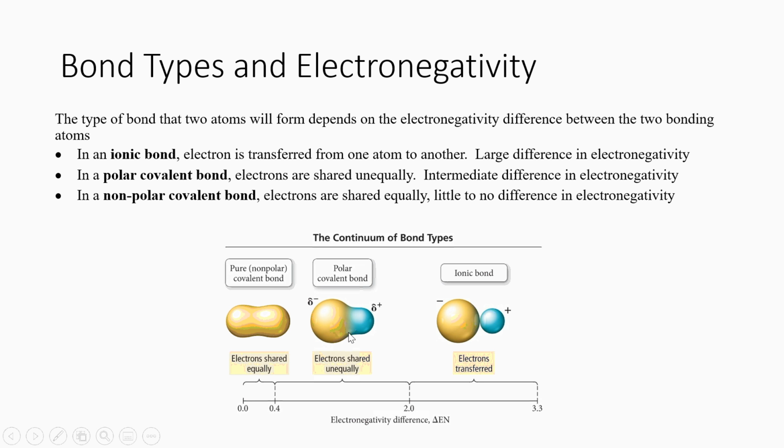We call that polar. And as a result of that uneven sharing, you can see in this visual that one side of the bond has a slight negative charge, the other side has a slight positive charge. That's due to that uneven sharing. So there's more electrons on this side, so it's got a slight negative charge, less over here, it's got a slight positive charge.